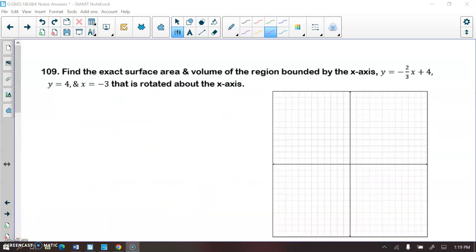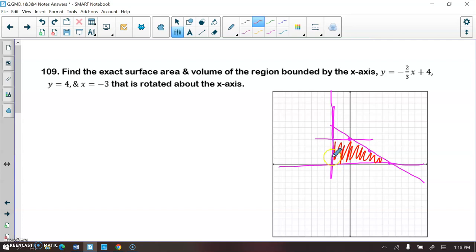Okay, and then our last problem here. X-axis, y-intercept of 4, down 2 over 3, down 2 over 3. So this is the line that we're talking about here. X is equal to -3, and y is equal to 4. So the region bounded by all 4 of those lines is just this region here.